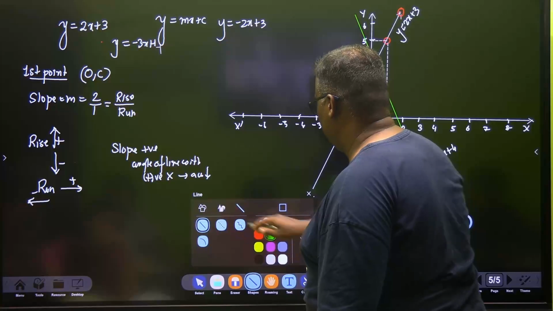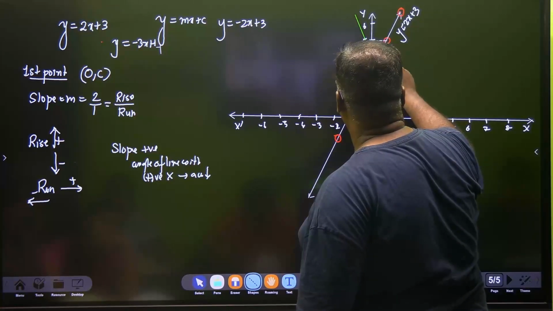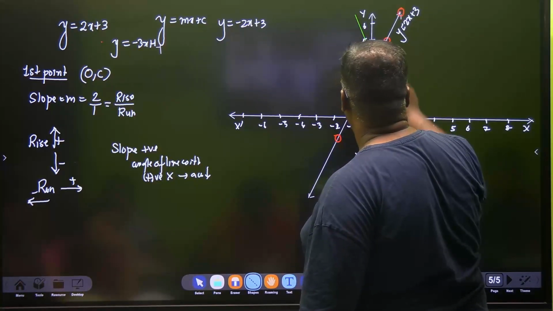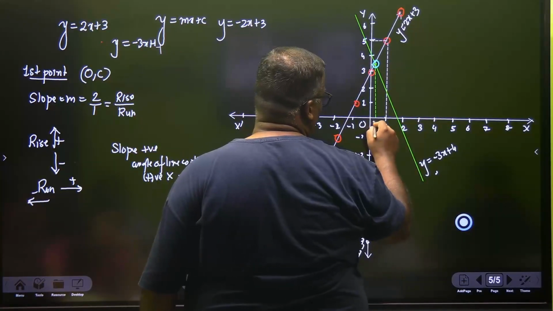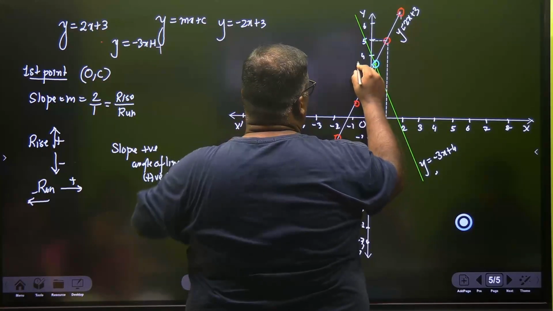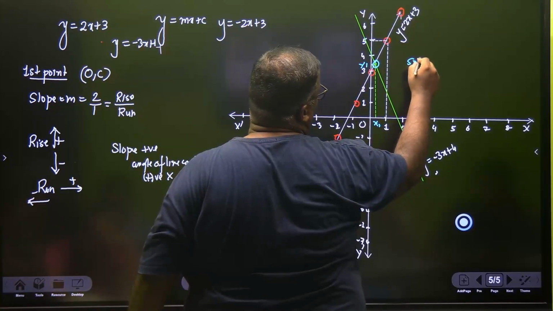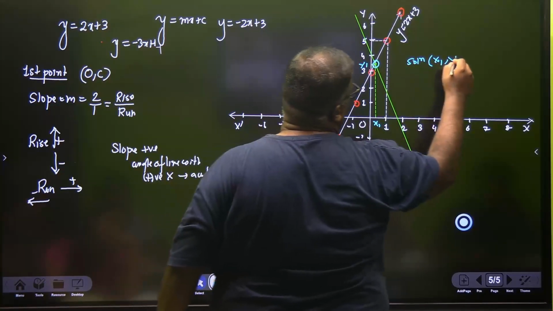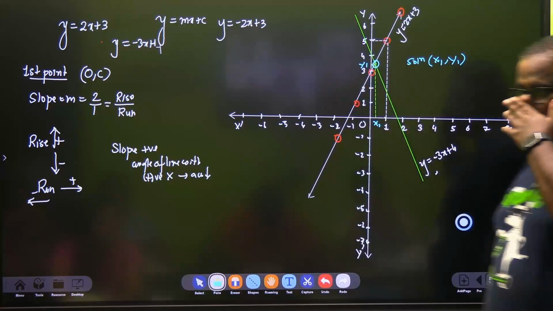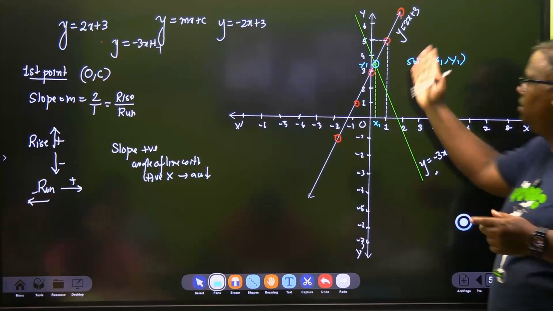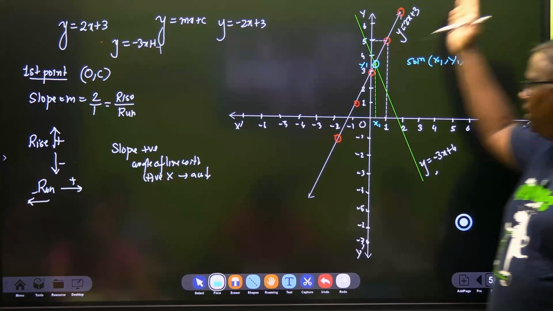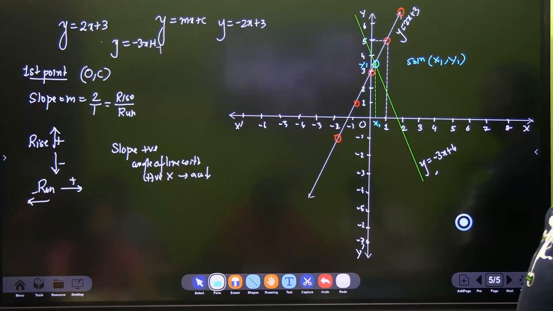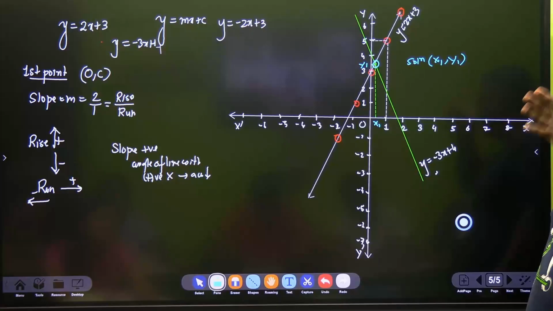How do you get the solution? Make a dotted line from here to the x-axis and make a dotted line to the y-axis. You'll get some coordinate values. This will be some point x1 and this will be y1. So your solution will be x1, y1. And if the two lines come out parallel, no solution. And if the two lines go one over the other, infinitely many solutions.